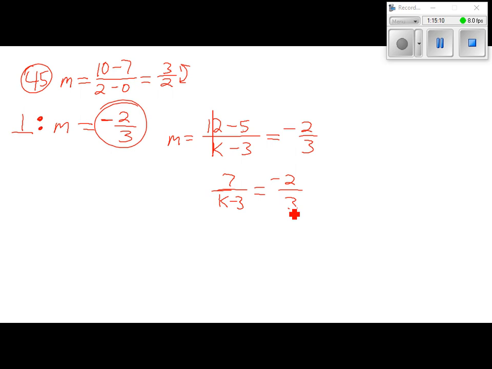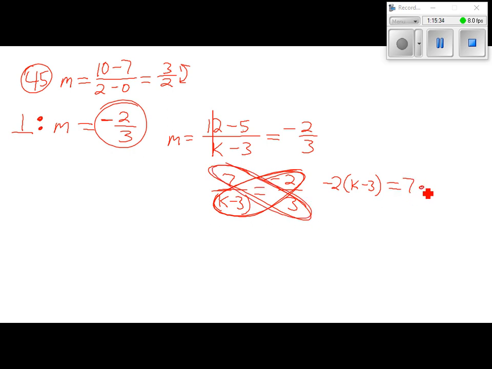There are several different ways that you could solve this. Probably the easiest way for students, I'm going to put parentheses around this, and then I'm going to solve it like a proportion. I'm going to cross multiply. So doing this way first, I get negative 2 times (k minus 3) equals, doing the other way, I get 7 times 3. Here I can distribute, that's negative 2k. Negative 2 times negative 3 is positive 6. On this side, 7 times 3 is 21.